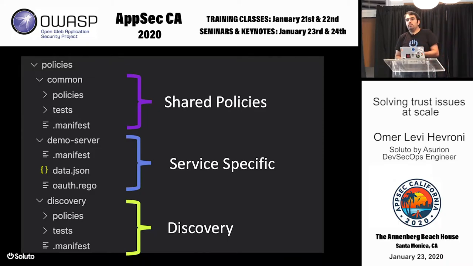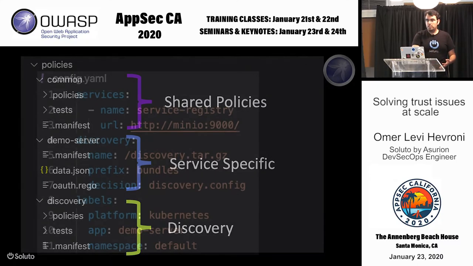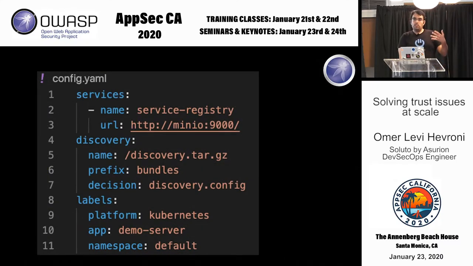OPA has two features that are really important here. The first is what's called bundle. Bundles are just archives of policies, and OPA can download them dynamically without the need to restart it. So you can define a discovery service and use that to dynamically decide which policy to download.